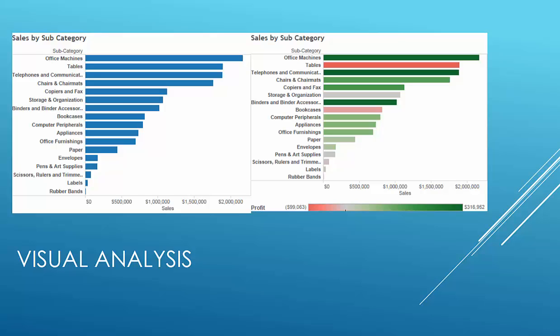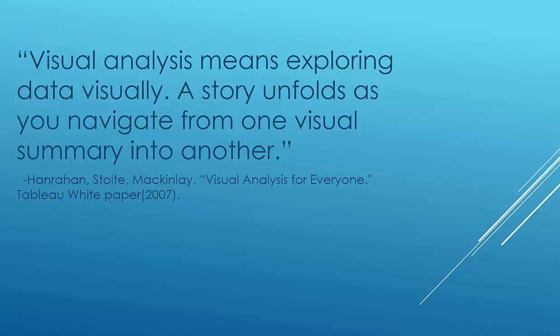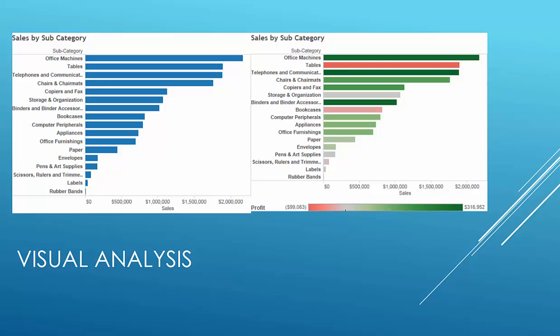In this case, using the underlying data, we are basically painting two different pictures. The first picture without profit, the second picture with profit. As you can see, this is what the founders of Tableau mean by unfolding a story. They say a story unfolds as you navigate from one visual summary into another. When the business looks at the picture on your right, the story is starting to unfold, where just looking at one simple graph, you can tell which is your best performing category versus which is your worst performing category.